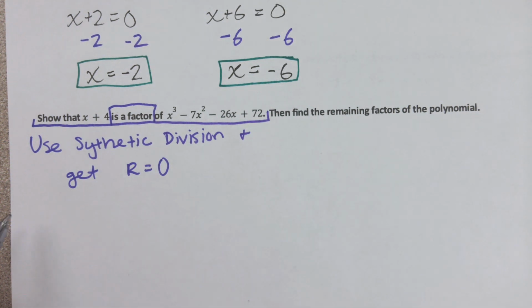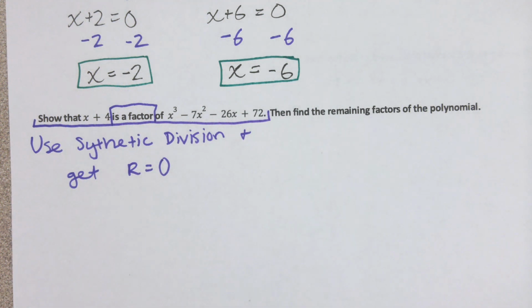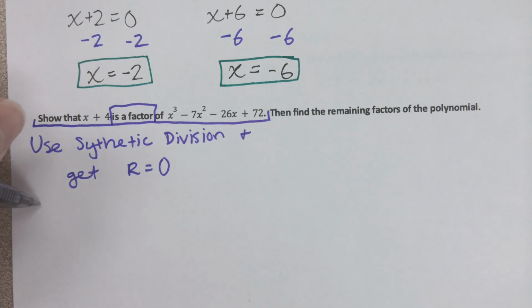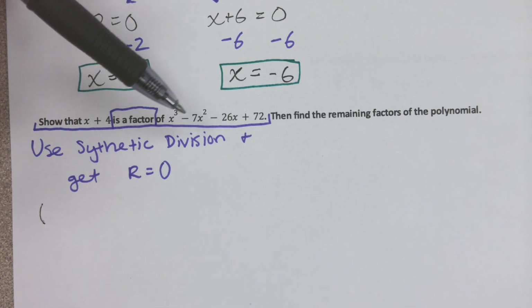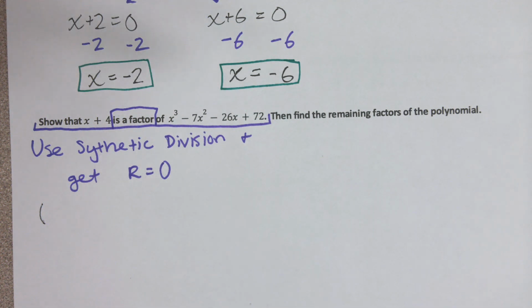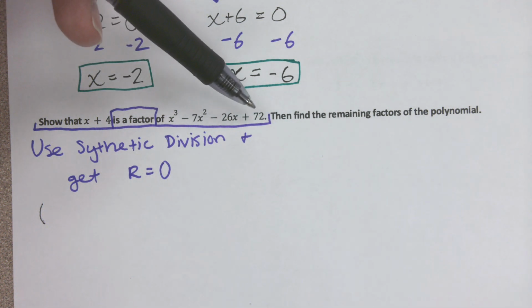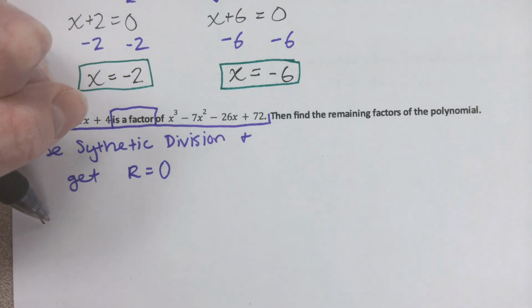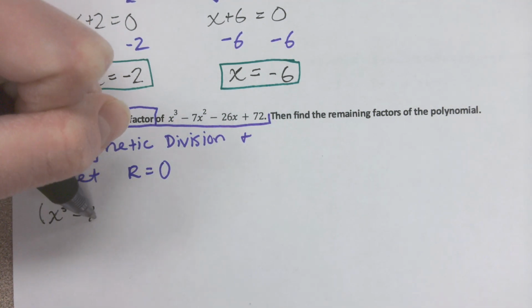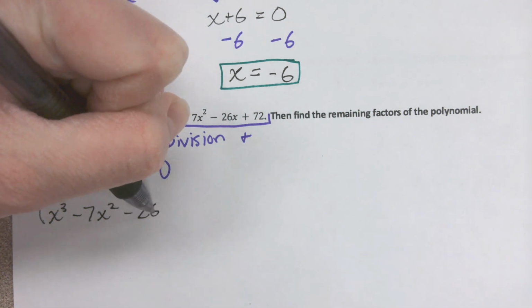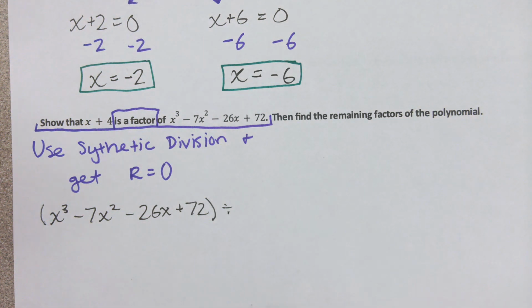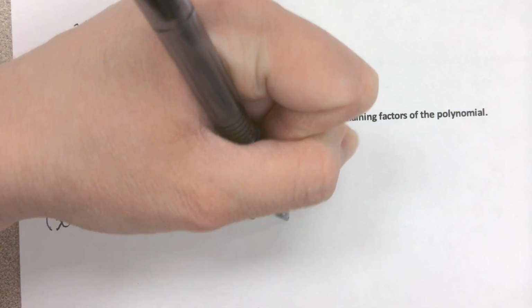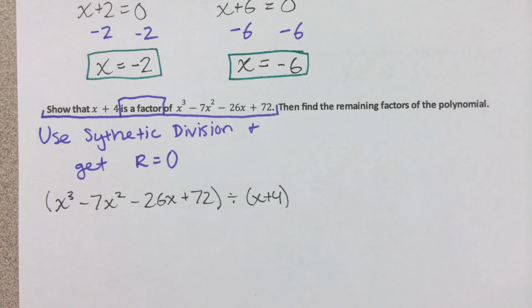All right, I'm going to set up just the division first, just the polynomial divided by the factor, and then I'll actually set up the synthetic division. And before I write this out, reminder of that little sneaky thing: check that every single place value is represented. X cubed, x squared, x, no x, we're good. X cubed minus 7x squared minus 26x plus 72 divided by our factor x plus 4. Here's our division problem.